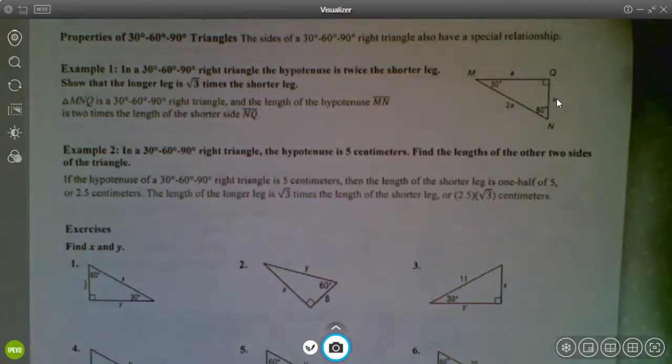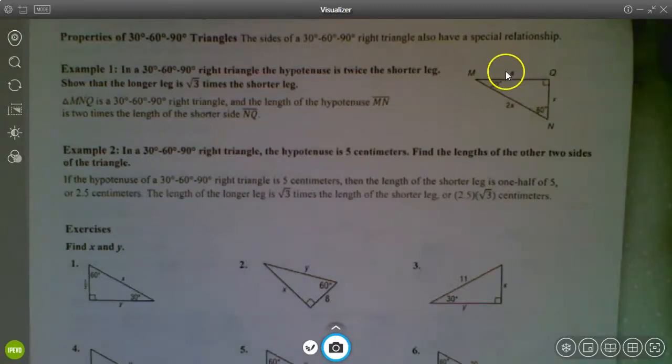So how do we go from knowing the short leg to getting the hypotenuse? As you can see right there, all I have to do is take this number and multiply it by 2, and I get the hypotenuse. It works the same way if you go the other direction. If I know the hypotenuse and I want to get the short leg, I would just divide by 2. So when I want to go from short leg to hypotenuse, times 2. When I want to go from hypotenuse to short leg, divide by 2.